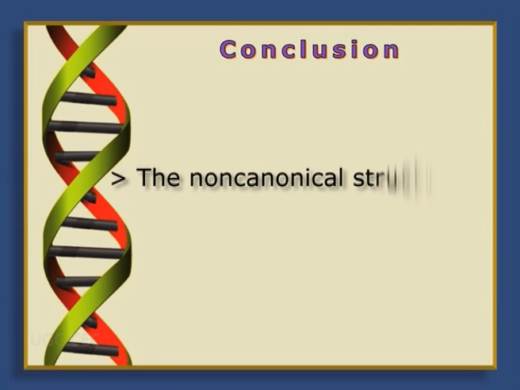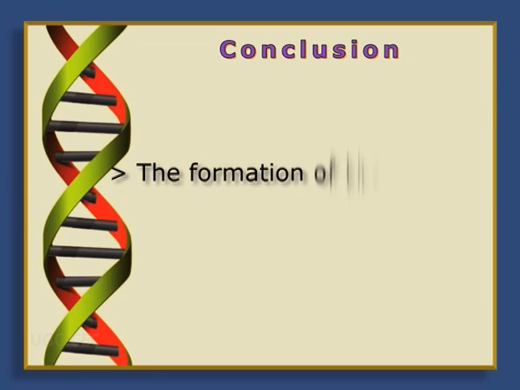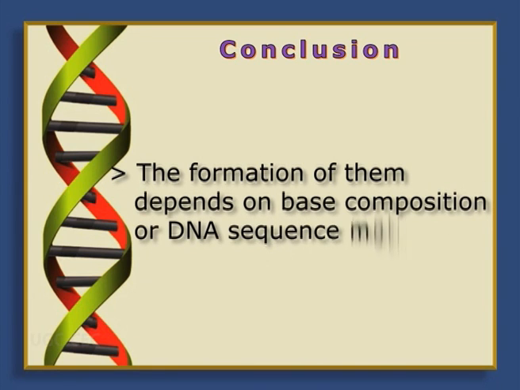Now, what is the conclusion we can derive from all this information? The non-canonical structures of DNA play a very important role in cellular processes. That is, in day-to-day living, we always require the presence of such non-canonical DNA structures. The second is, when do they form? The formation of non-canonical structures depends on the type of DNA sequence motifs and on the types of physical environment.